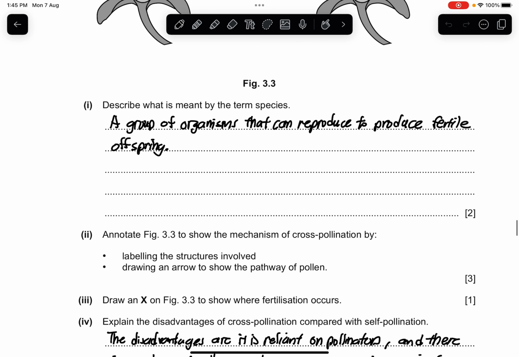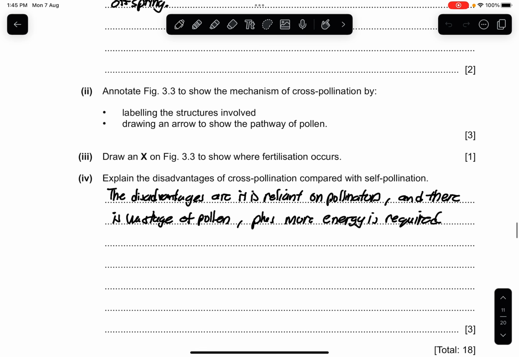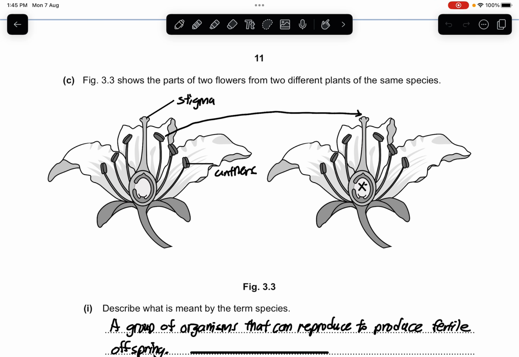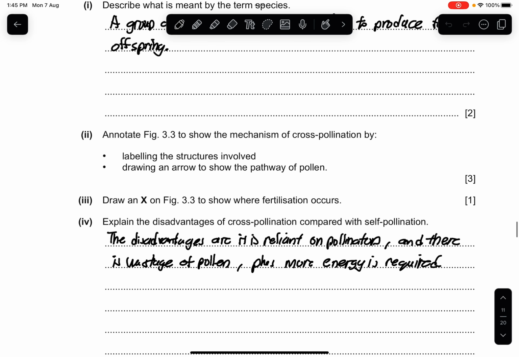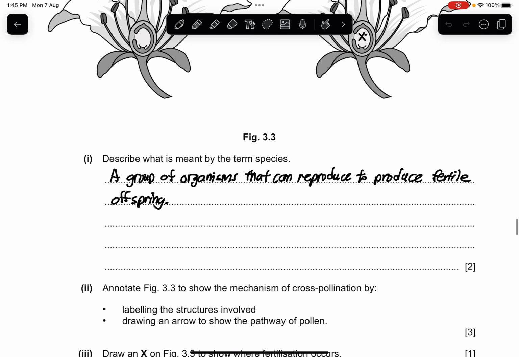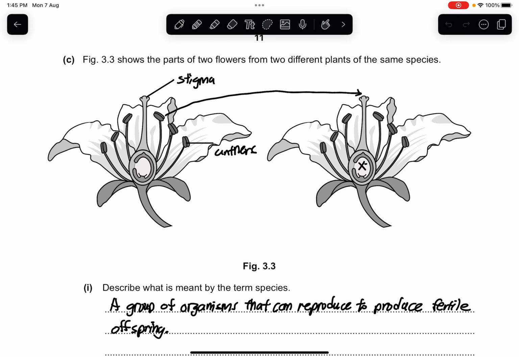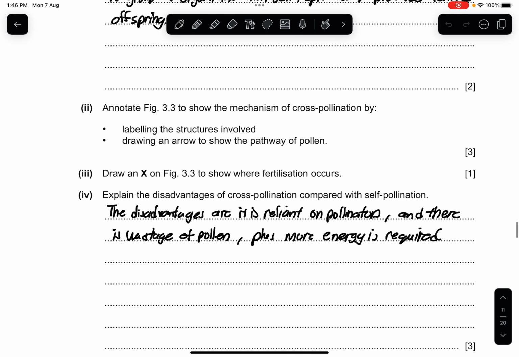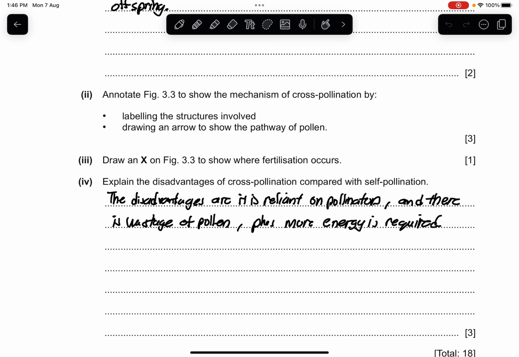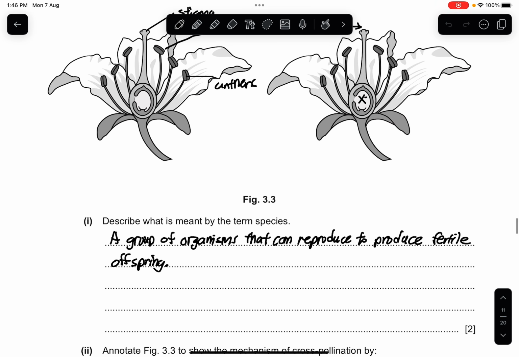And annotate figure 3.3 to show the mechanism of cross-pollination by labeling the structure involved and drawing an arrow to show the pathway of the pollen. So you have to label which is the stigma, which is the anthers, and draw an X. Then you have to draw an arrow to show how cross-pollination works in the end. So it goes from one plant to another, from the anther to the stigma of a different flower but the same species. Then draw an X on figure 3.3 to show where fertilization occurs. You can see the X on the second flower, that is on the ovum itself.